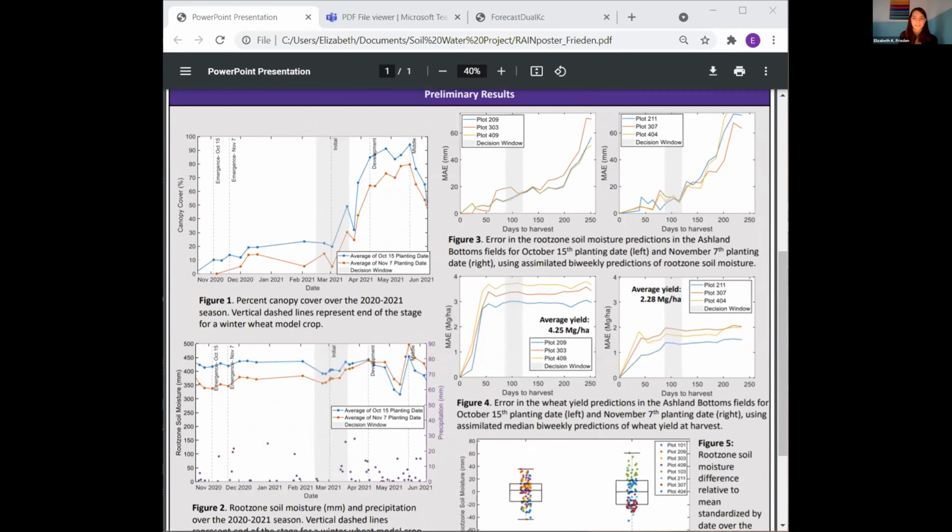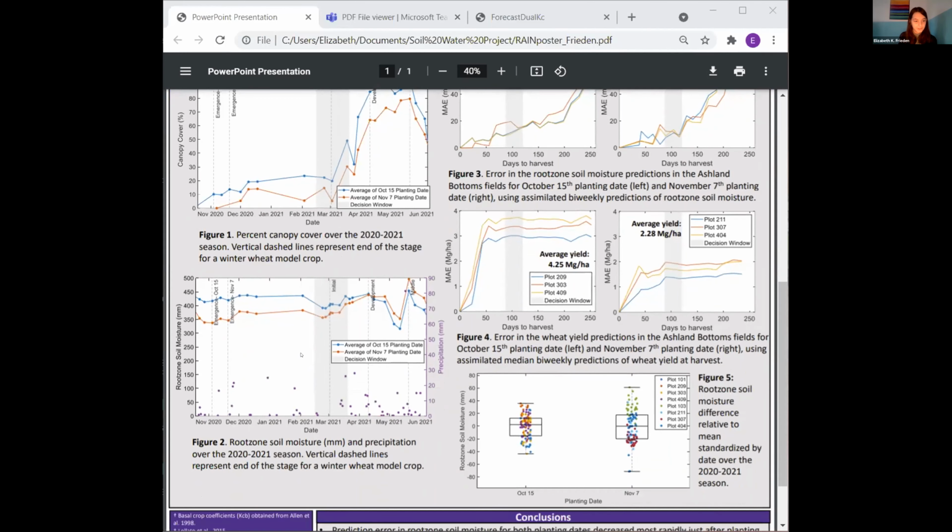So this first figure here shows the percent canopy cover over the region, which is again measured from these downward facing images that were analyzed using the foliage app. So this gray window here is the decision window from mid-February to mid-March. And these lines mark the end of the model crop stages. So for example, this is the initial stage, this is the development stage, et cetera. So you can really see the timing of the decision window in this graph. So as a reminder, it's just after the dormancy stage and just before the rapid growth stage.